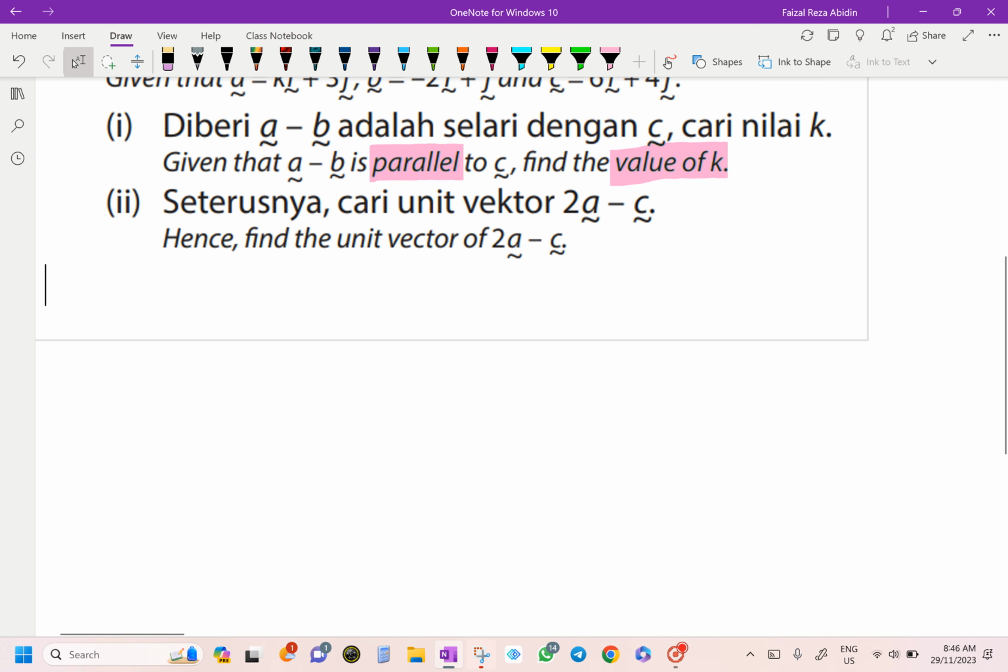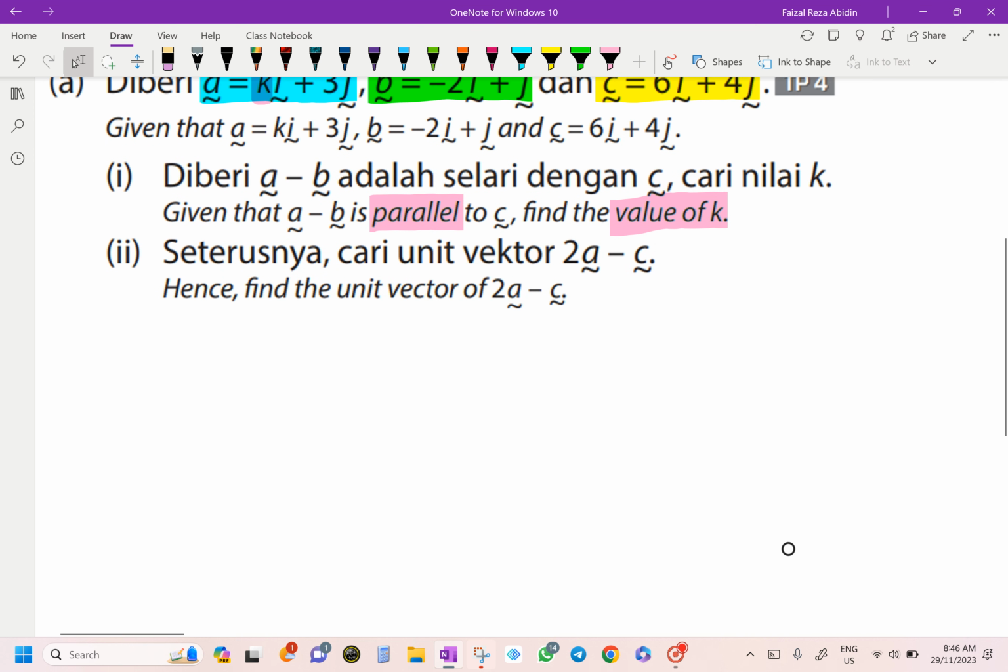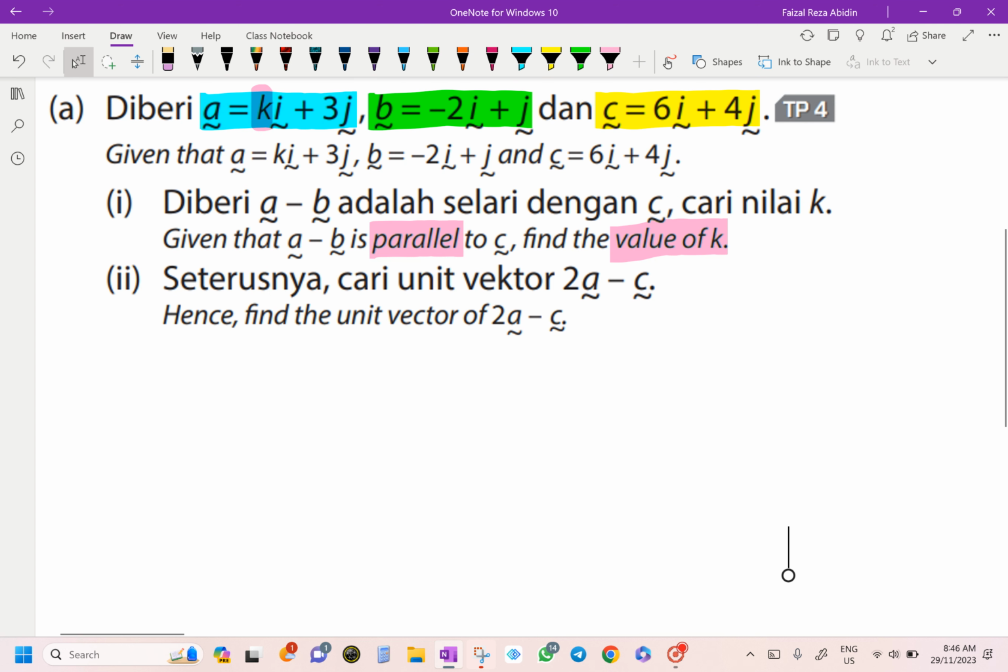So, what we are going to have over here actually, i and j are the x-axis and y-axis, right? Okay. So, what I'm going to have over here is either you are going to find your coordinate also can, right? Wait. A minus B. I need to find A minus B first. Because this one is going to be our operation here. A minus B is parallel to C. Okay, so find A minus B first.